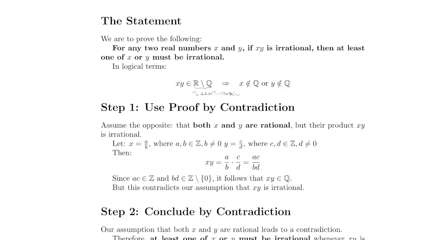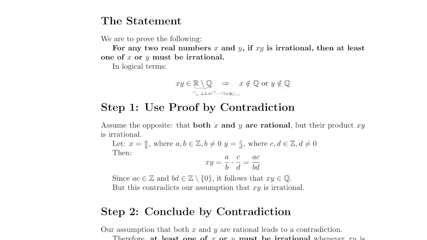So let's start off with x and y. They're rational numbers, so that we can write them as a fraction of two integers where the denominator is not equal to 0. And so if x is a over b, y is c over d, if I multiply x times y, I get ac over bd. And so ac is an integer, bd is also a non-zero integer. It follows that x times y has to be a rational number.